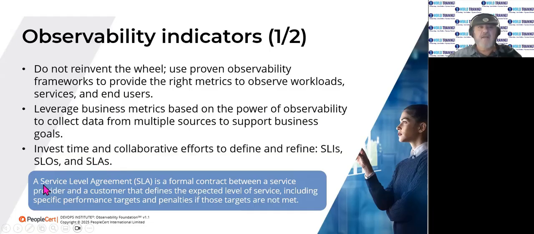Just a definition of an SLA: a service level agreement is a formal contract between a service provider and the end customer, defining the expected level of service, including specific performance targets and penalties if those targets are not met. So SLOs and SLIs kind of sound similar, but SLOs are internal goals. SLAs are more external, contracted goals. Usually they're not the same numbers. Usually the SLOs are managed to a little bit tighter standard than what your customers are expecting, because you don't want to get into any legal trouble by not meeting your SLAs.